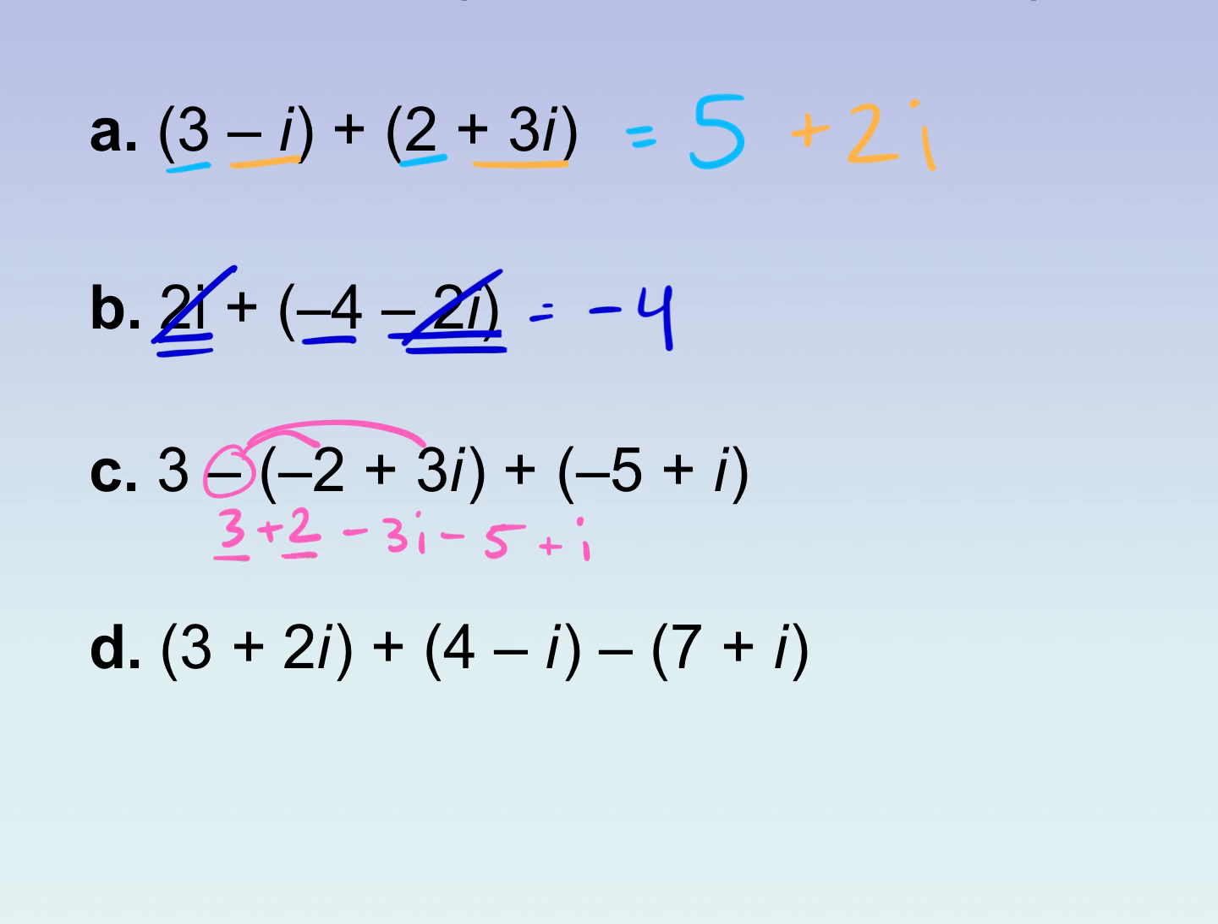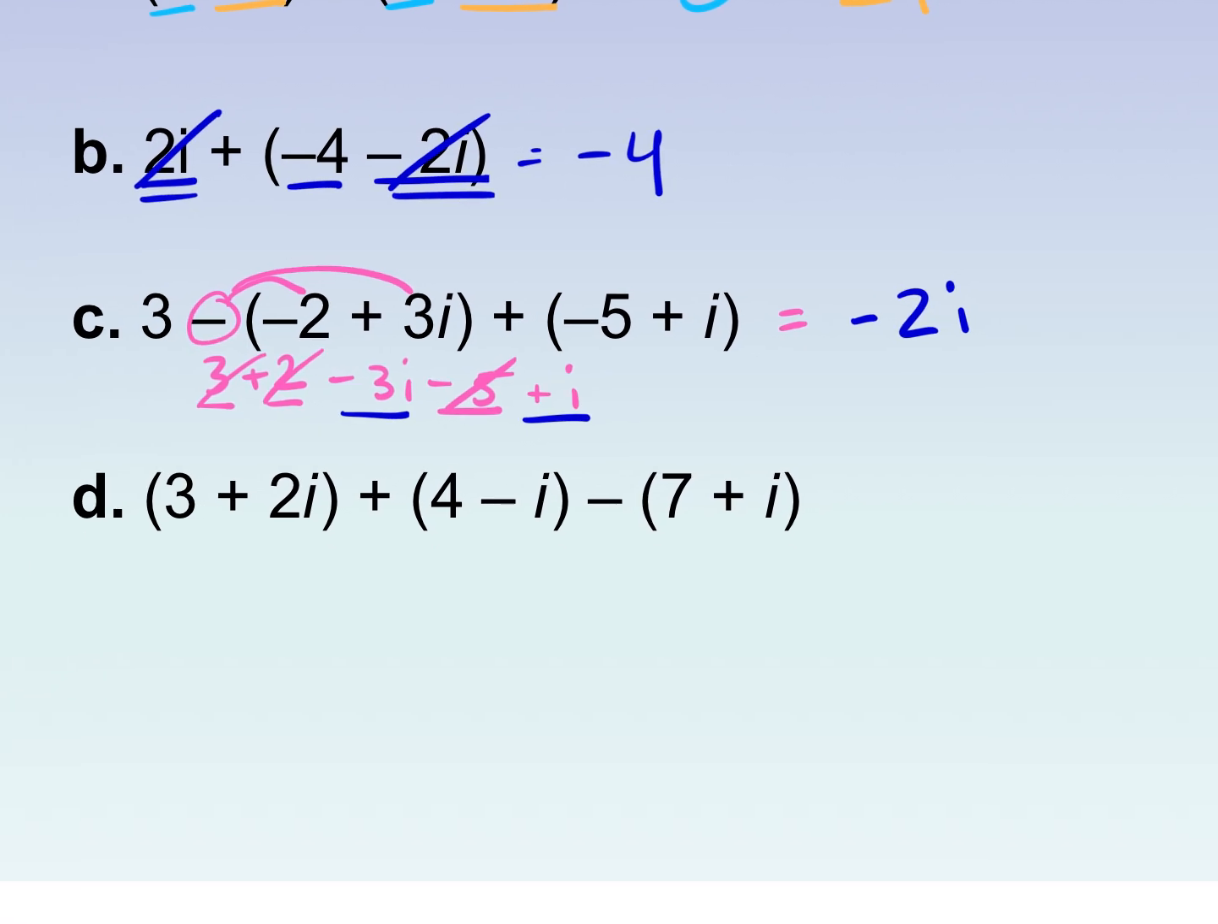3 plus 2 minus 5 would be what? 0. 3 plus 2 is 5. 5 minus 5 would be 0. So they cancel. So I have no real part. My imaginary part would be -3i plus i, which is -2i. So that'd be our answer.